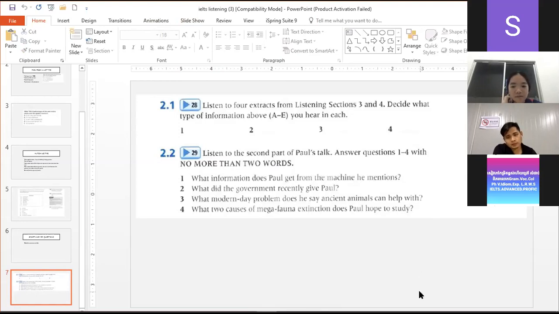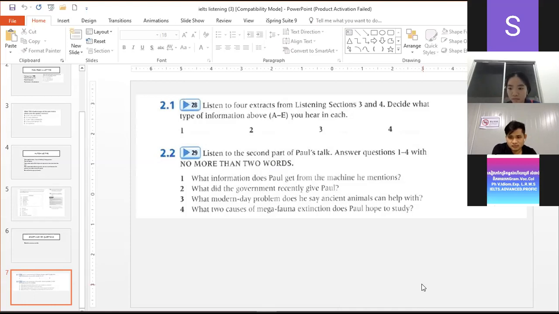Number two. What did he receive? A grant. How do you spell it? Grant. Very good. He received a grant from the government. He said that in the text. He didn't say the government gave him a grant. He said, I received a grant from the government.